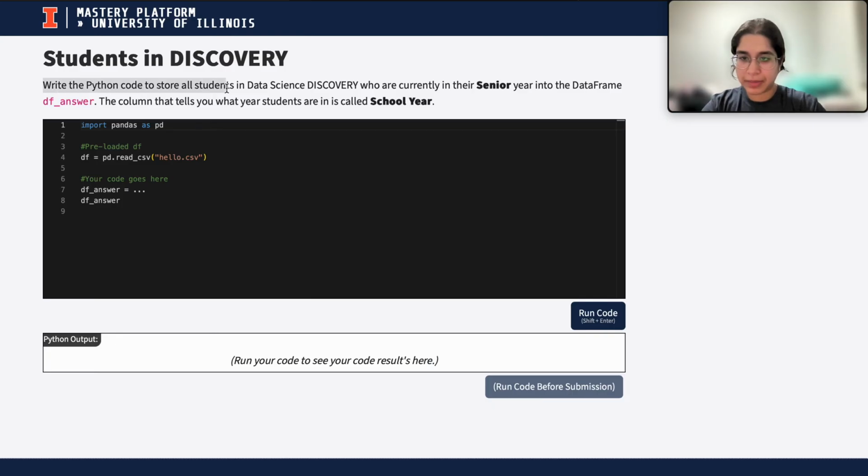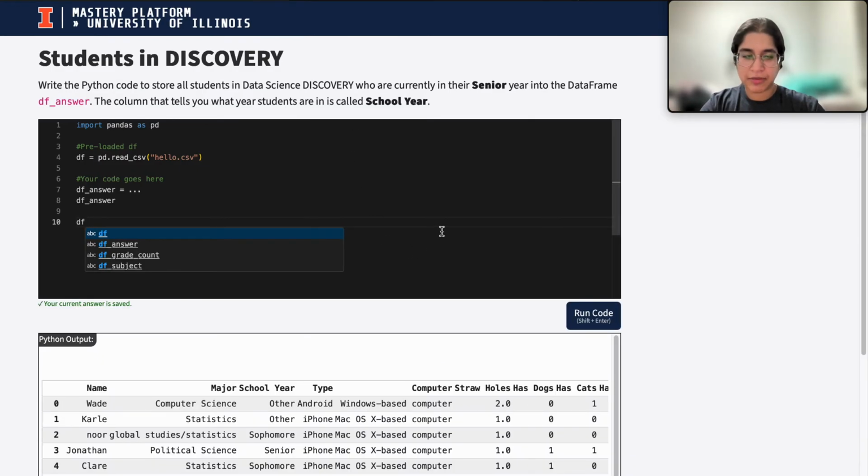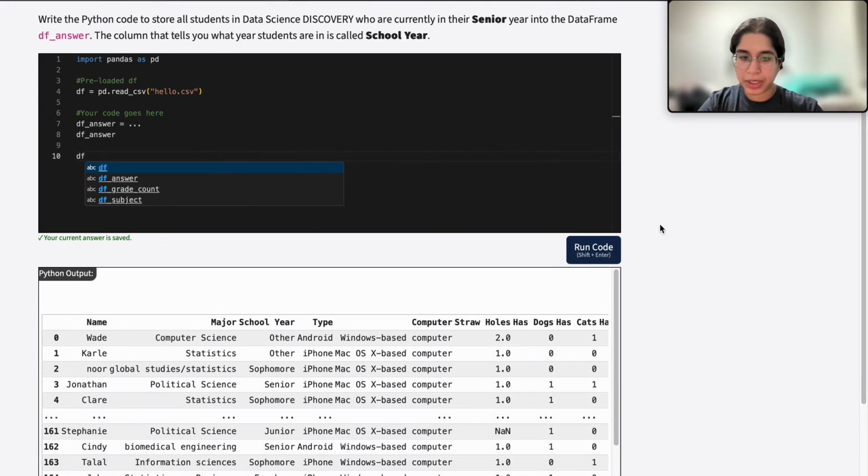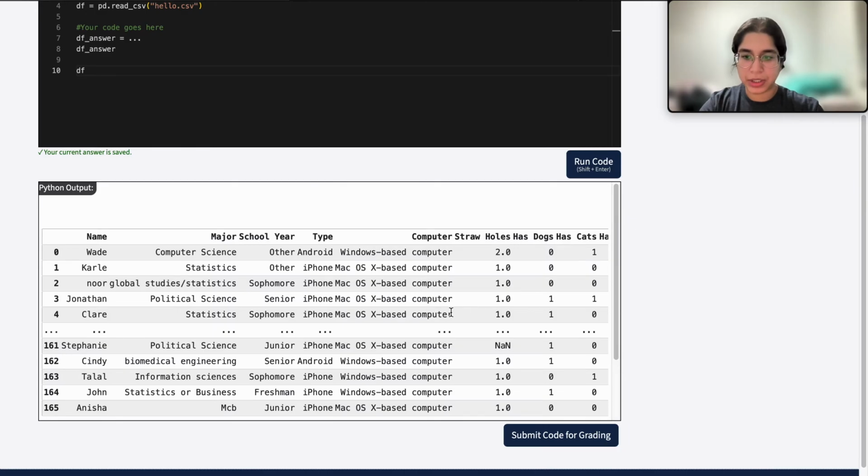Here we want to write the Python code to store all the students in data science discovery who are currently in their senior year in the data frame df answer. The column that tells you what year your students are in is called school year. So this is nice, they already gave us the column to use, but for good practice, let's go ahead and output our data frame and see what type of data we're dealing with.